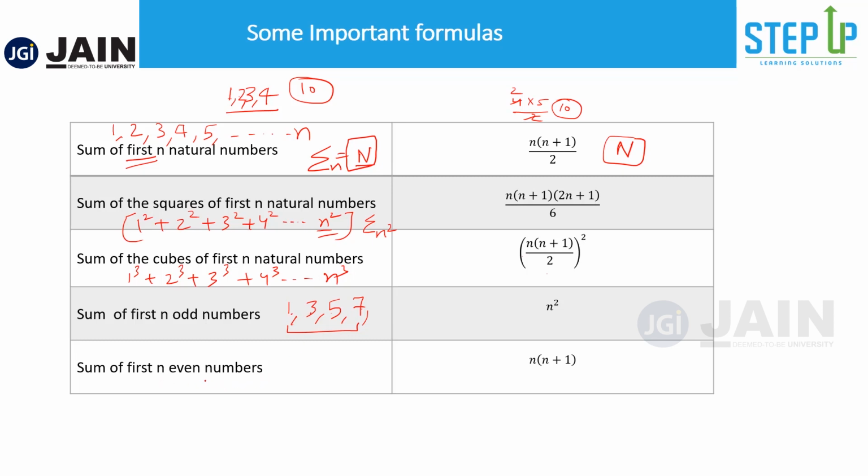Sum of first n even numbers, meaning 2, 4, 6, 8, 10, and so on. The sum of all these first n even numbers would be n into n plus 1. These are a few important formulas that we should remember from the exam perspective.